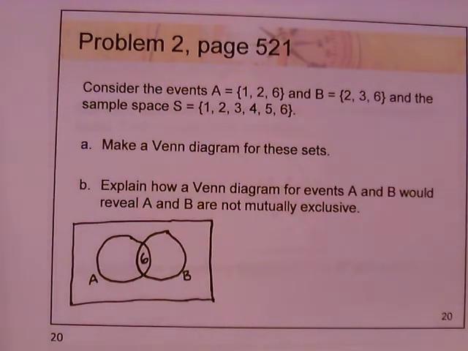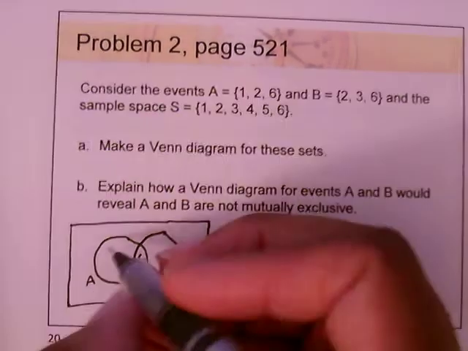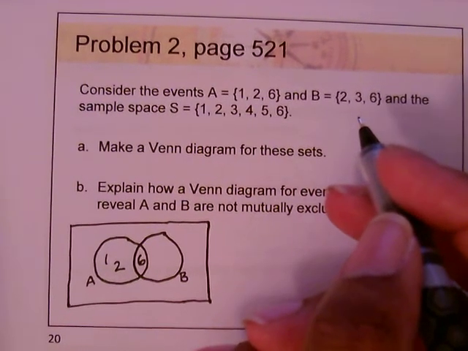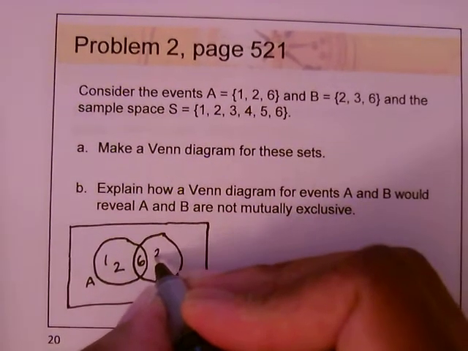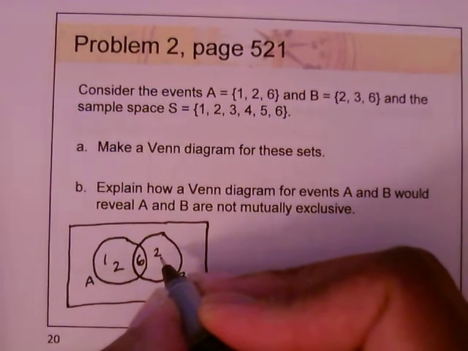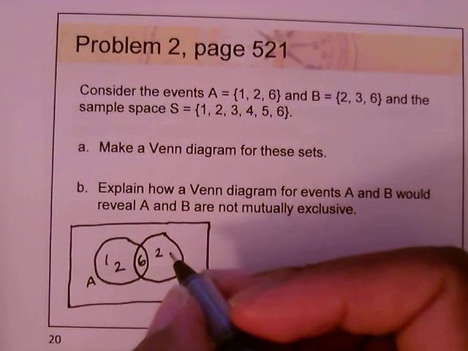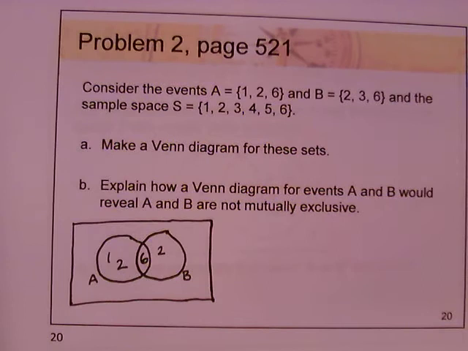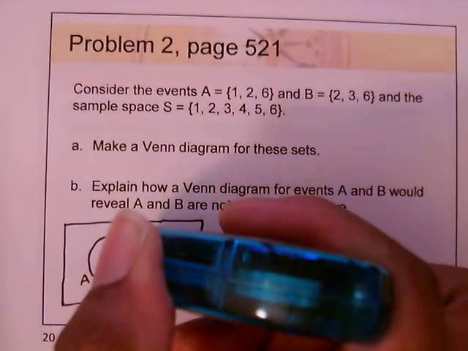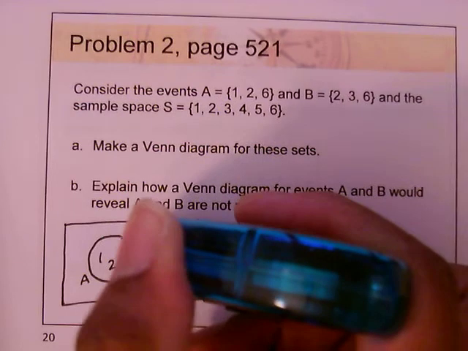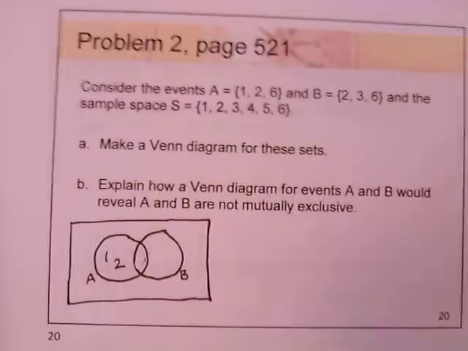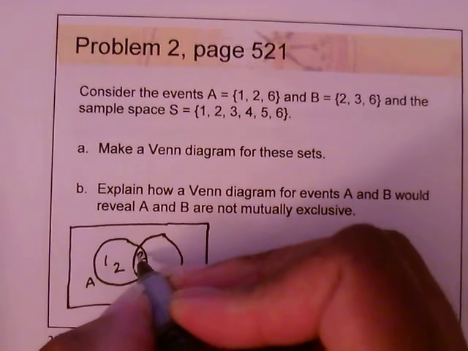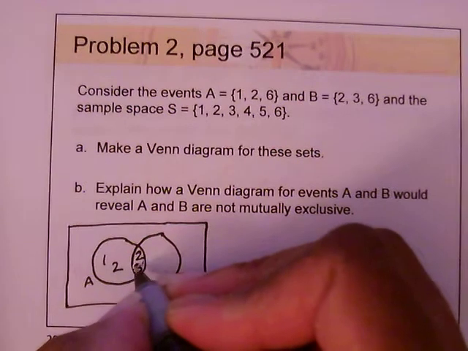And then A has 1, 2, and 6. Well, I got the 6, so I need to put the 1 and the 2 on the outside. And B has 2, 3, and 6. Well, I've already got the 6, so I need to put the 2. Oh, that's a correction right there. 2 and 6 are in both. So I need to put 2 and 6 in here. Now I'm going to have to kind of scrunch that in there. The 2 and the 6.